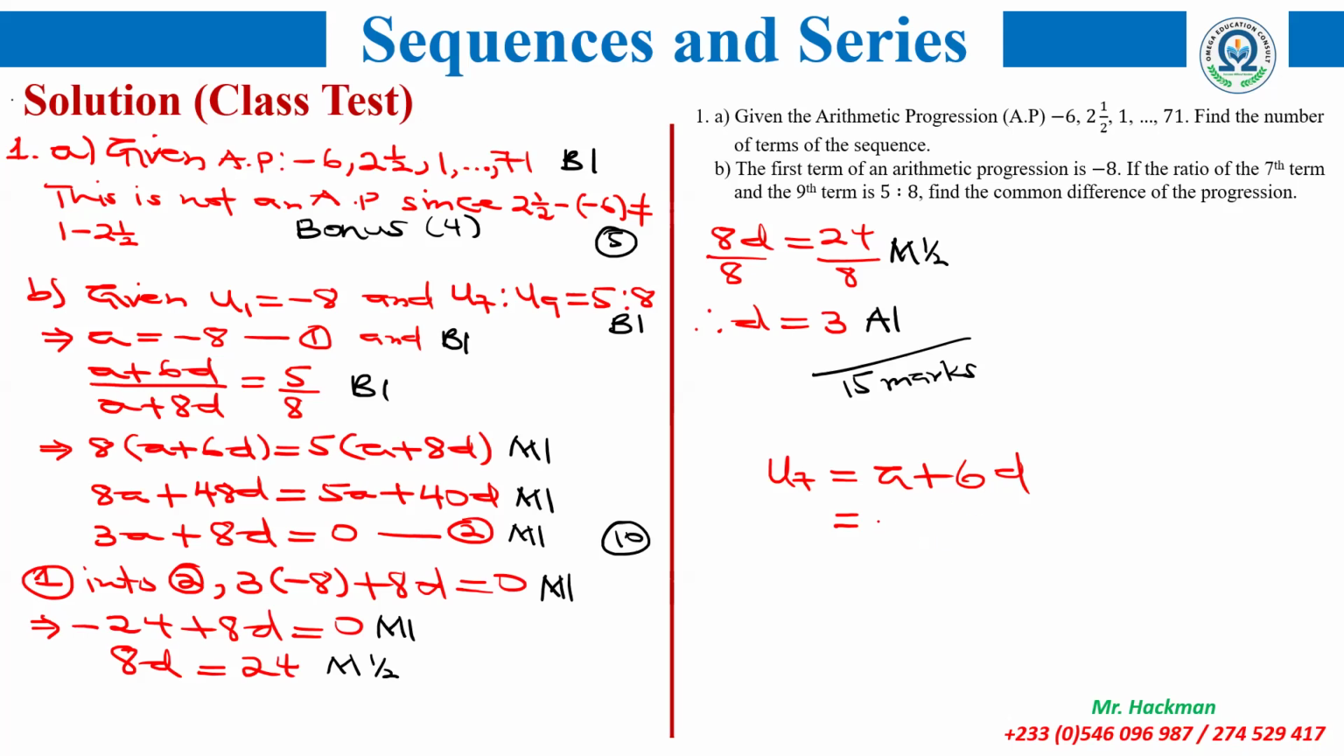So that's what I have here. Negative 8 plus 6d. Is that not it? Yeah. So what happens next? And u sub 7 is also equal to 8, I think. No, u sub 7 is not equal to 8.